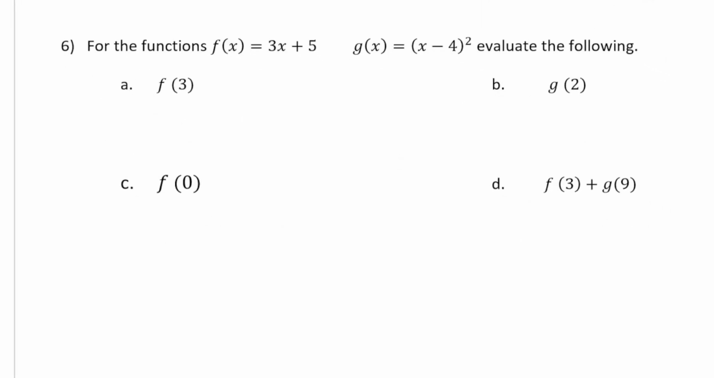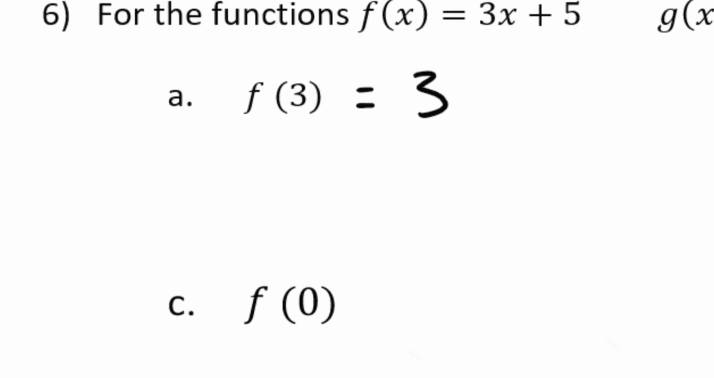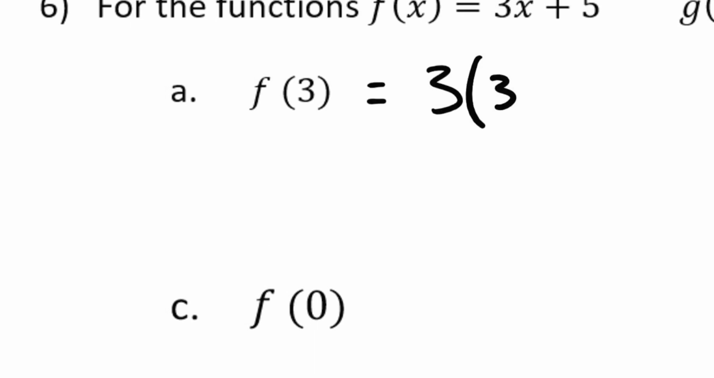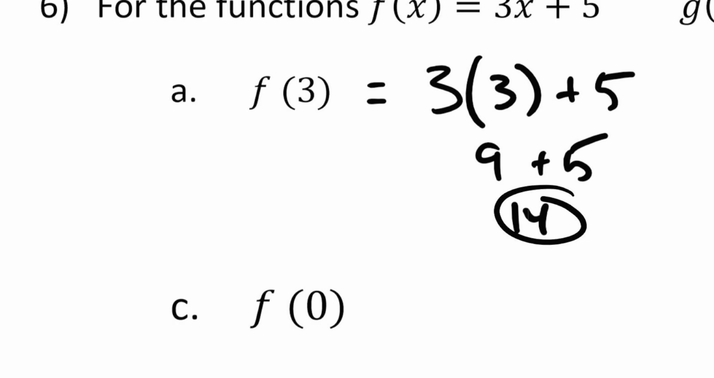For question 6, we're given two functions, function f and function g, and we're asked to evaluate them kind of in isolation and then do two of them together. So for A, this says what is f when you give it the value 3? What is f of 3? F of 3 is equal to 3 times 3. That's me putting in a 3 for x, and then plus the number 5. 3 times 3 is 9, plus 5 is 14.